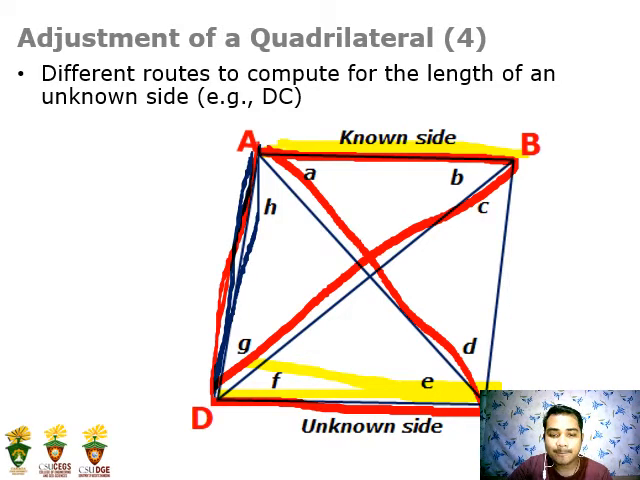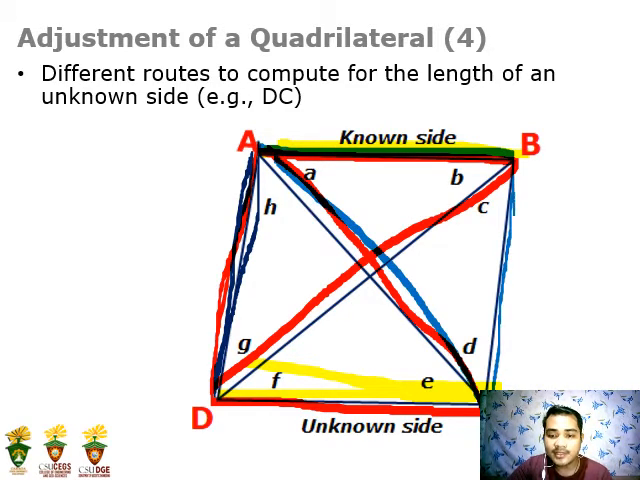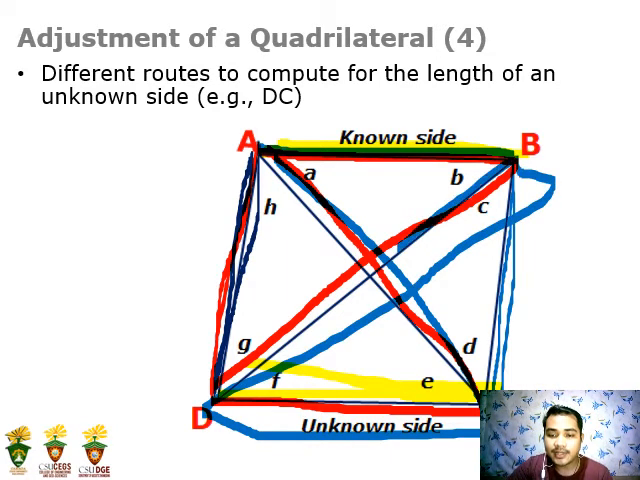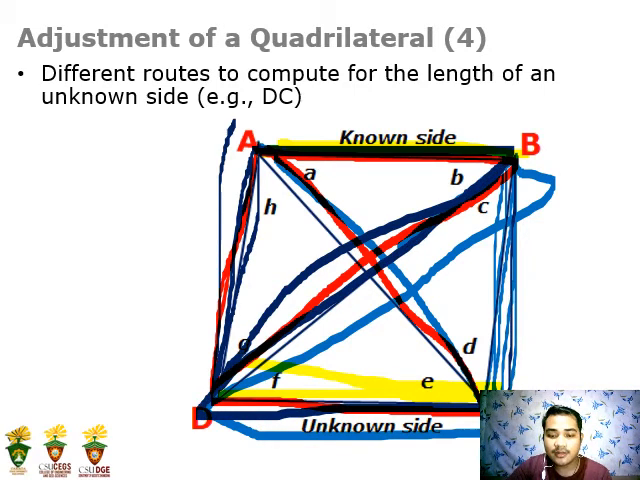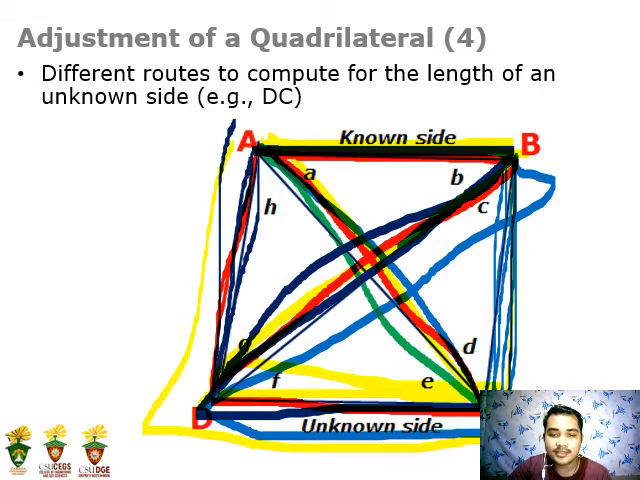Or it can also be triangle A, B, C, then triangle B, C, D, with the common side BC. Same with ABD and BCD, where the common side is BD. Or the fourth is ABC and ACD, where the common side is AC.